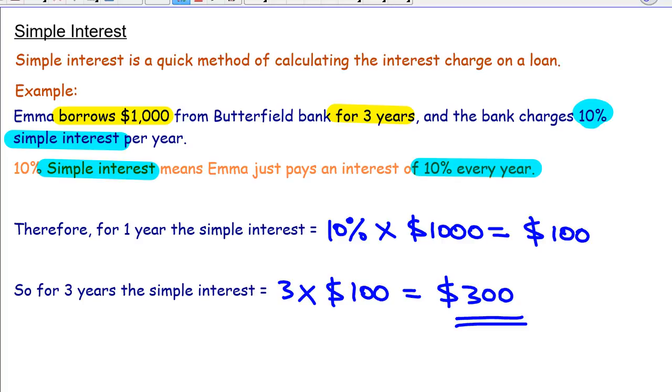Okay. A couple of things that I want to discuss from this example. Special words that are usually used when borrowing money. I'll start with what's happening today. Remember what we said: Emma borrows $1,000 from the bank. So today the loan is issued. The loan is issued to Emma. So this is what's happening today.